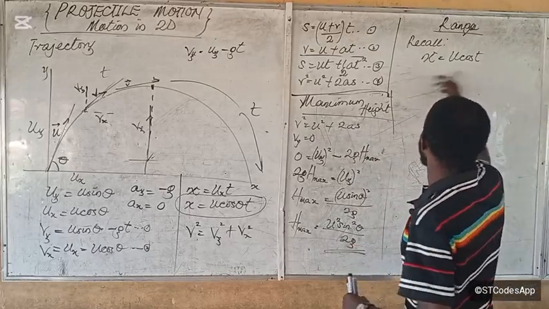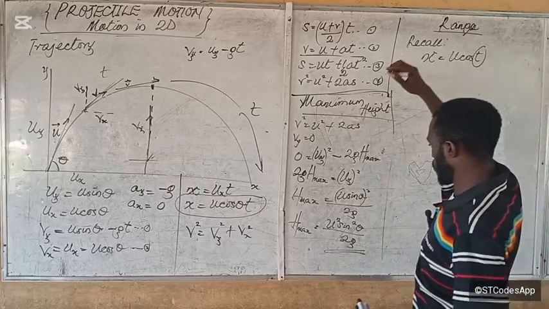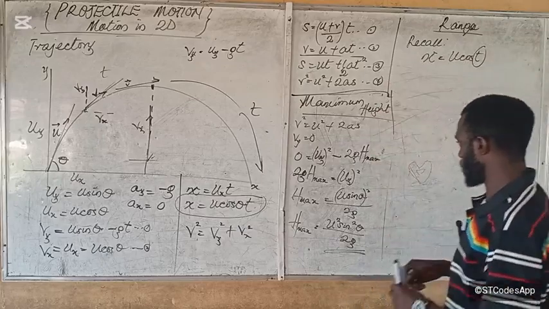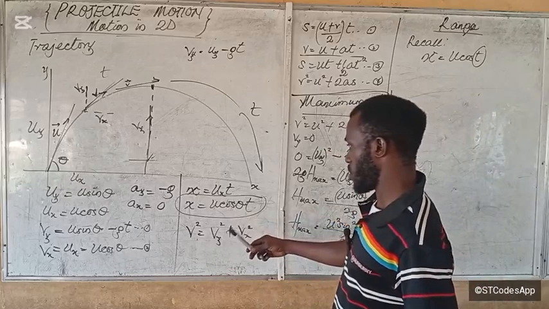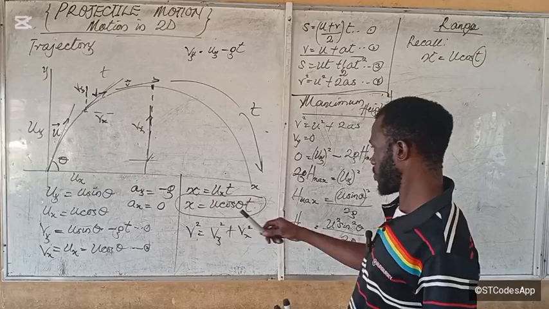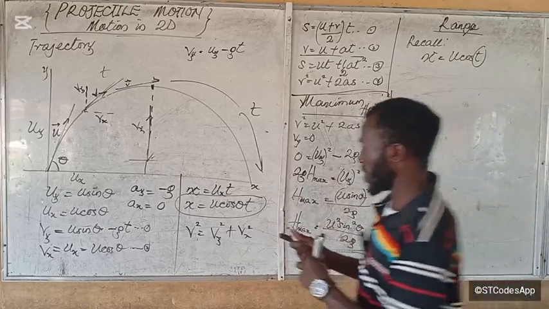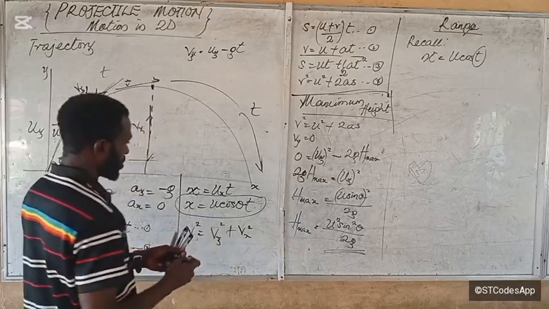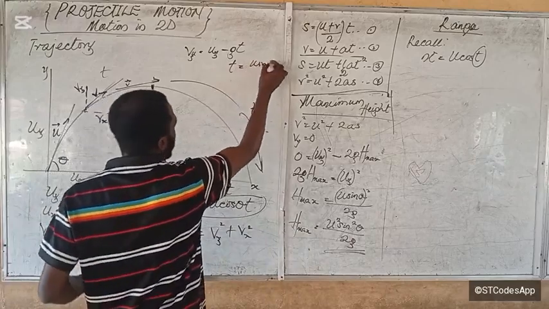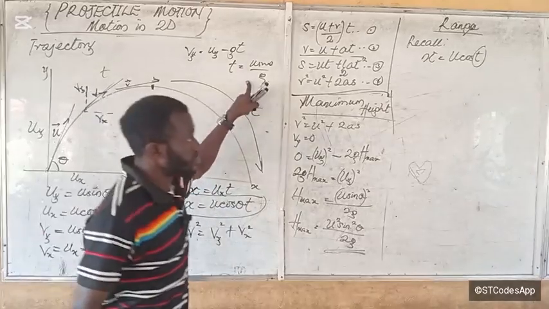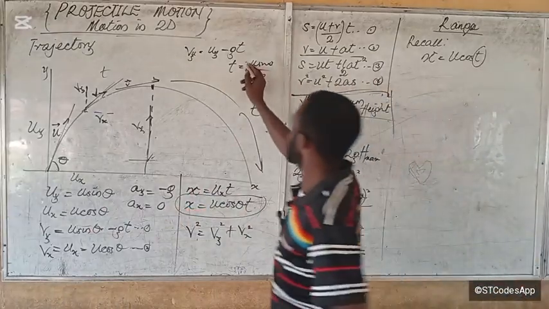Now, what's our formula for time? Let's quickly generate that again. You know that t, the time of flight, is going to be 2u sine theta over g. Yes, 2u sine theta over g.